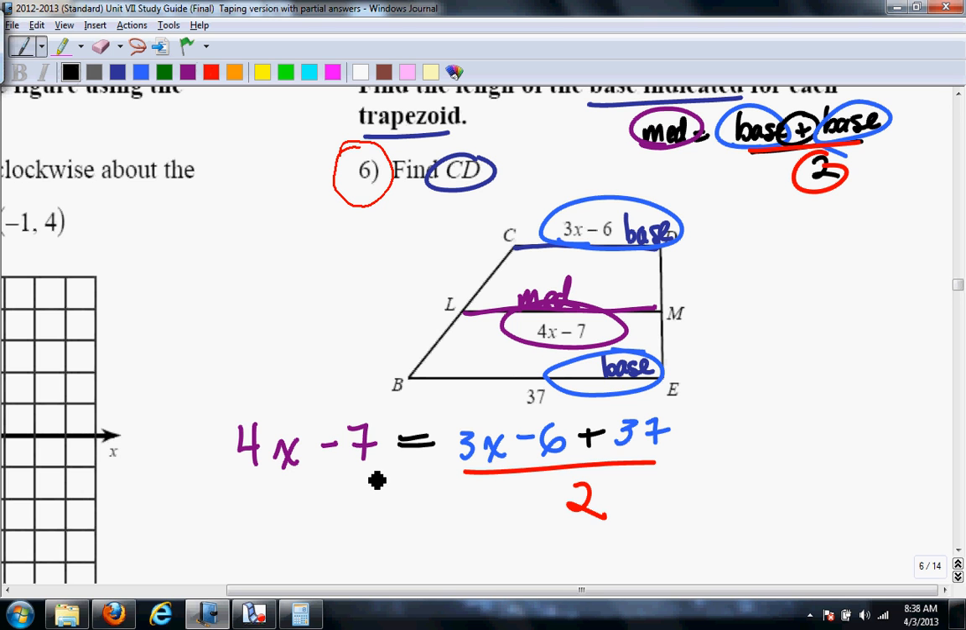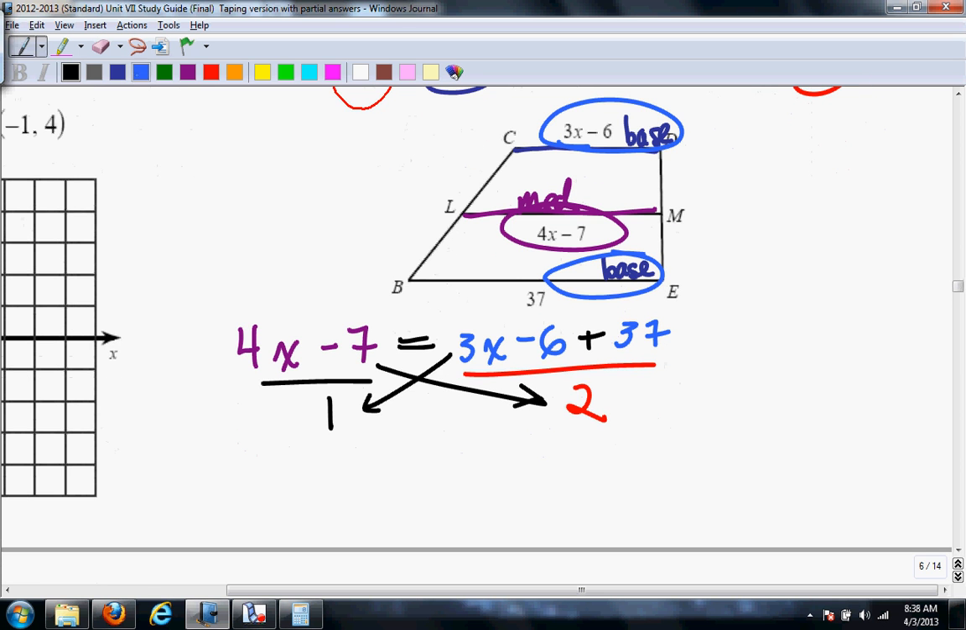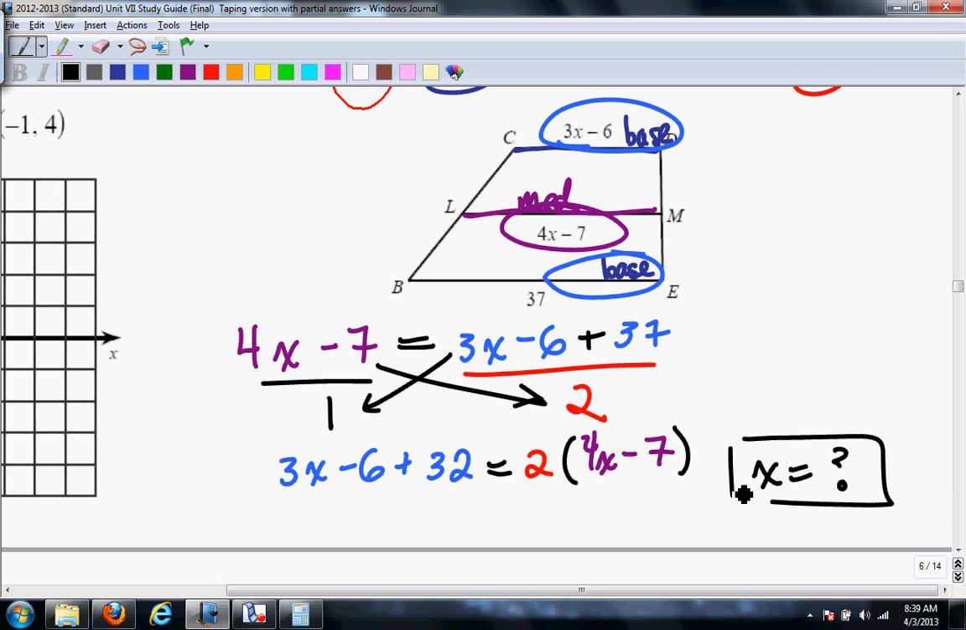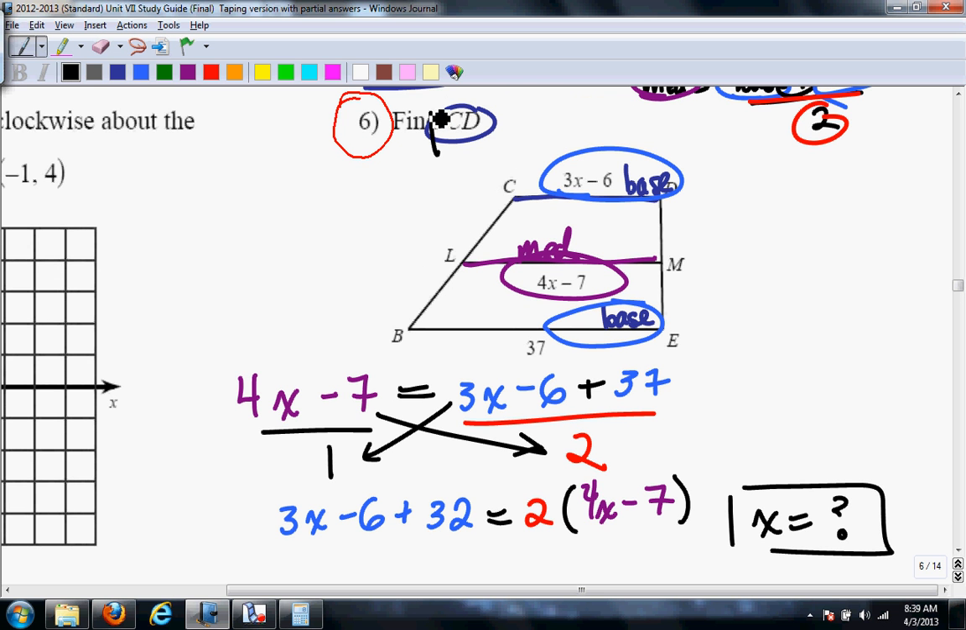We have a fraction on the right and a non-fraction on the left, so all we do is we put this over 1, and we cross multiply. So we end up with 3x minus 6 plus 37 equals 2 parentheses 4x minus 7. You complete from there. Now realize once you get x, x is not your final answer. You're not just asked to find x. You're asked to find the length of CD. So make sure you show your work. You have to plug that in after you find x and solve.